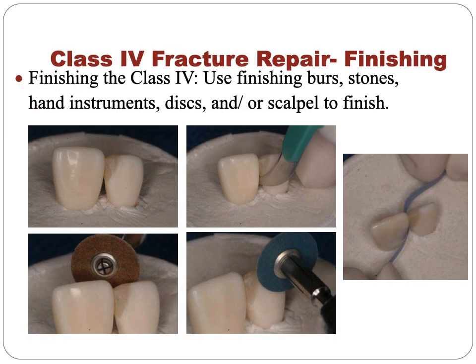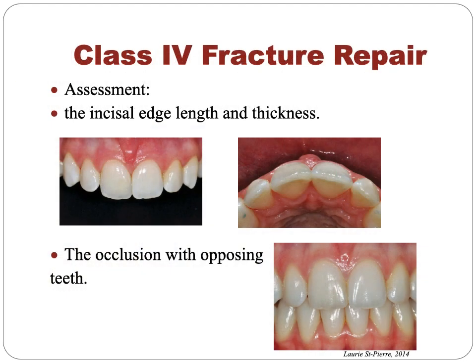After that, you will finish the class 4 as you finish the class 3. You can use finishing burs, stones, hand instruments, discs, a scalpel, whatever is present in your instrument kit. And after that, for class 4, it's very important to do your assessment. You should see the incisal edge length and thickness and make sure that it mimics the adjacent tooth.